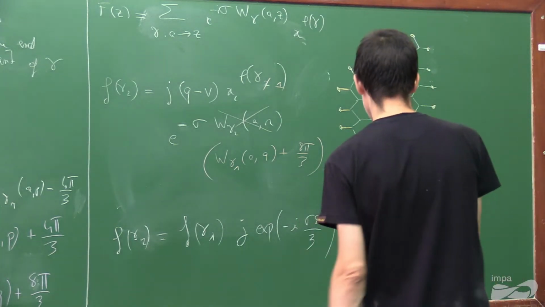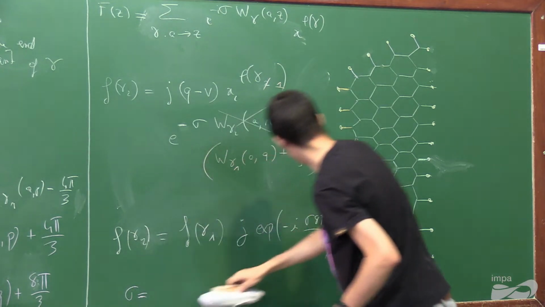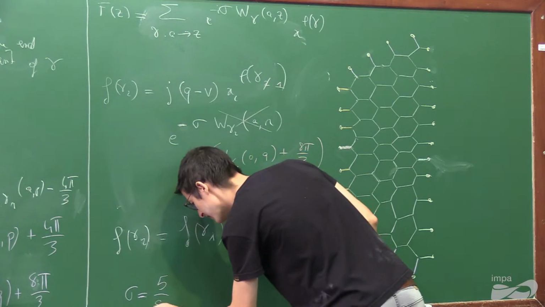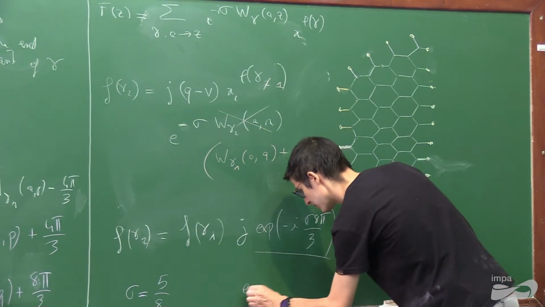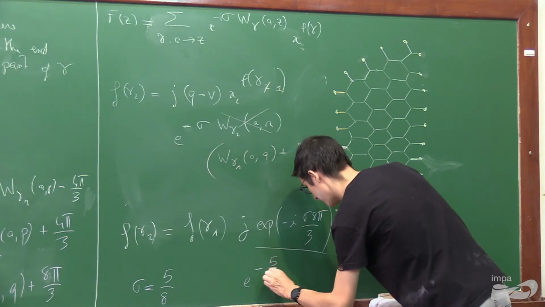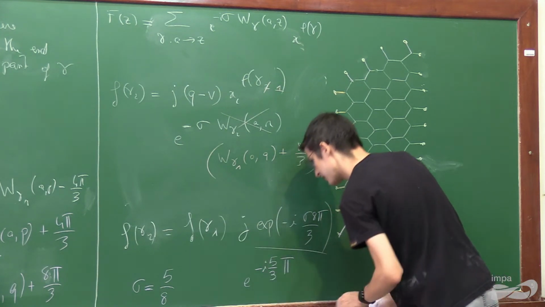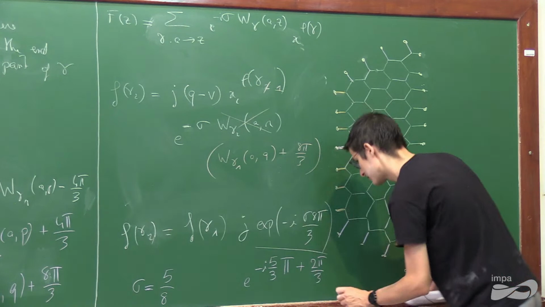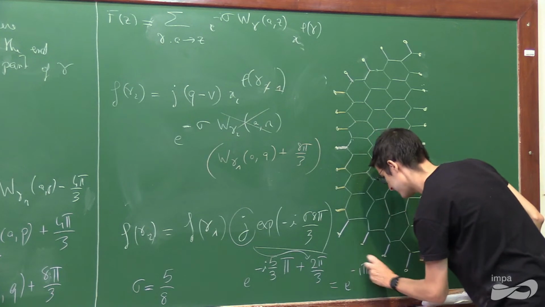Okay, now sigma is equal to 5 over 8 by choice. So this is just exponential minus 5 over 3 pi, and plus 2 pi over 3. So this is okay, because of the j. So this is just exponential minus i pi. This is minus 1.